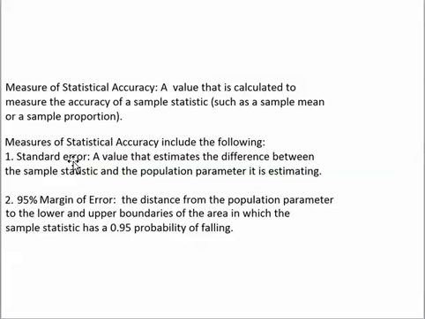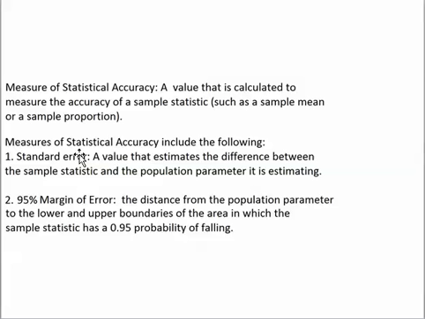There are two types of measures of statistical accuracy. One is called the standard error. One is called the margin of error, or the 95% margin of error. These values are pretty similar, but they're a little bit different, and they're interpreted differently. They actually have different meanings, and we'll go over their different meanings in this video.